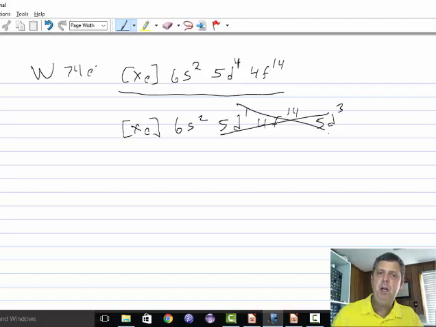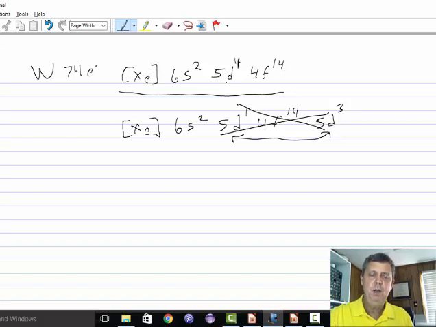It's more confusing. The d should all be combined together as the 5d4, as I wrote up top. You don't want to split up an orbital into 2 different sections, or not an orbital, you don't want to split up a subshell into 2 different sections.